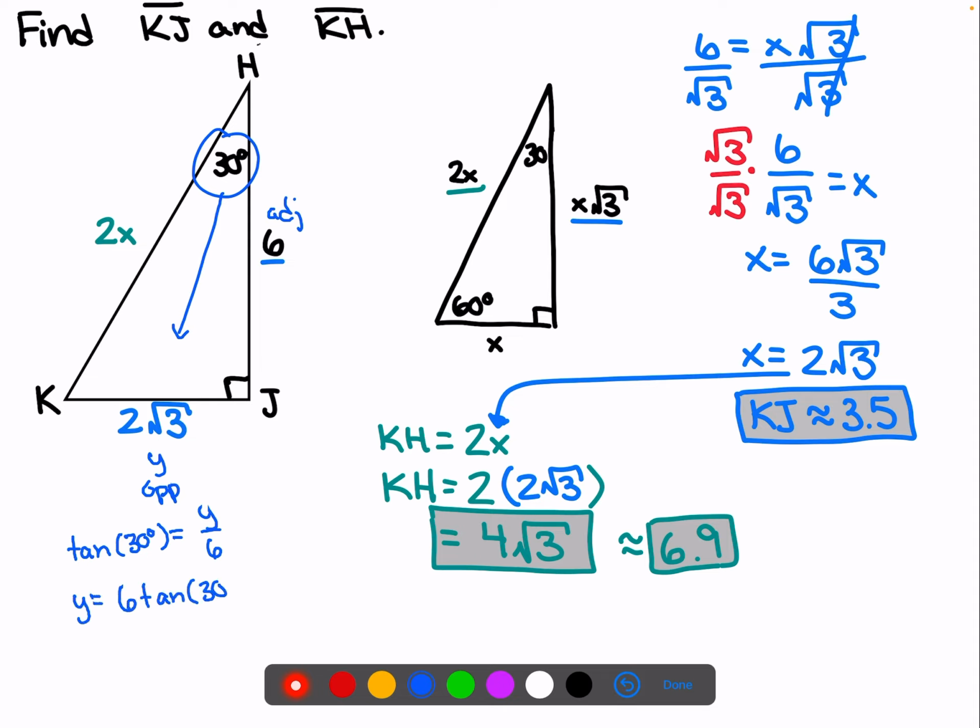If you enter that into your calculator, you would have gotten about 3.5. I'll actually do that right now. 6 tangent of 30, that is equal to 3.464. Of course, that'd round up to 3.5. So again, you can use right triangle trig with this.